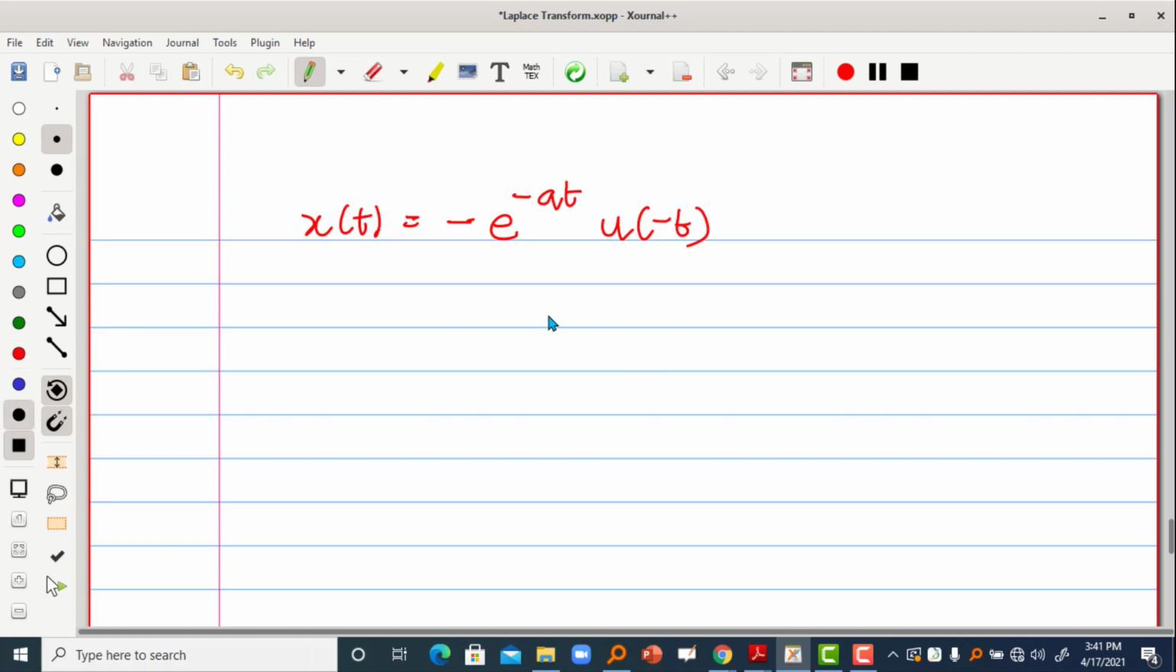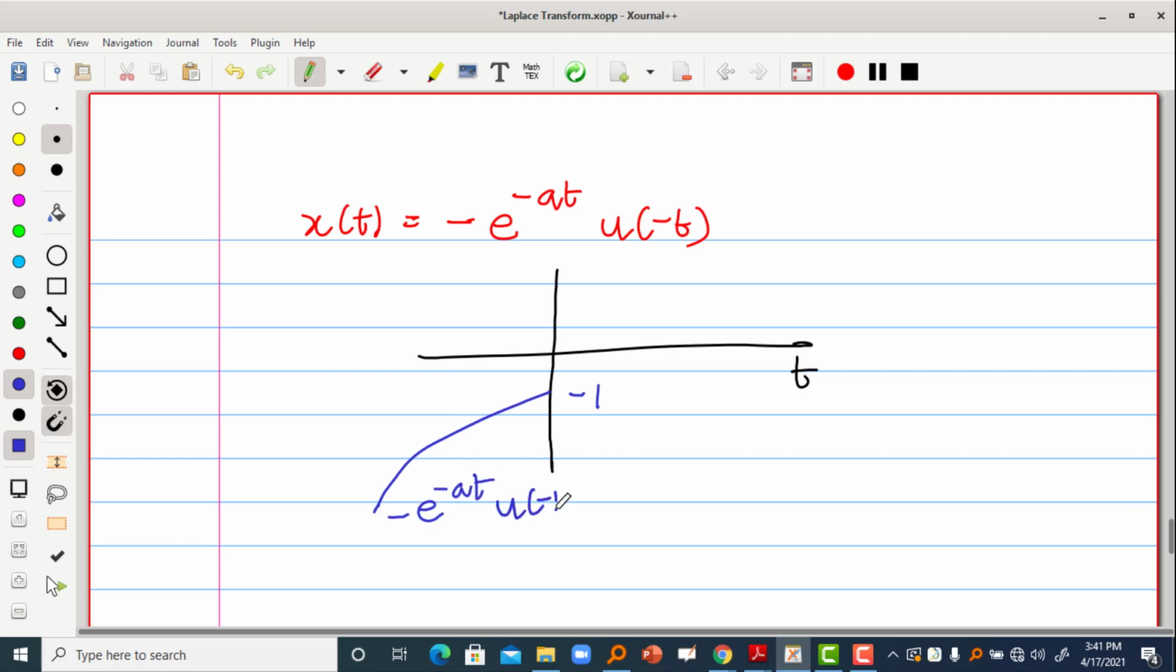So I can plot the signal like this. This is the y-axis and this is the x-axis, the time axis, right? And the signal will be like this. This will be minus 1, and this is our e power minus at u of minus t.